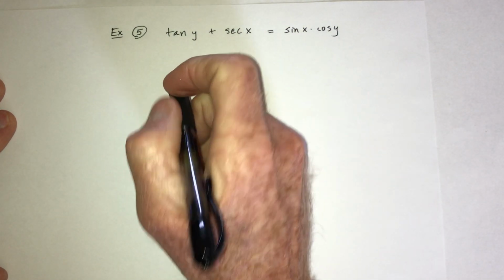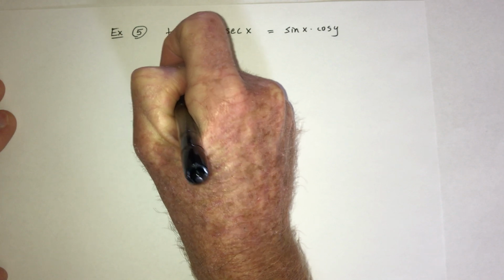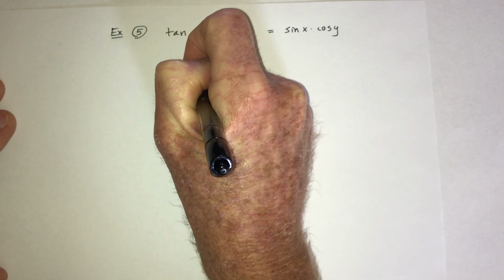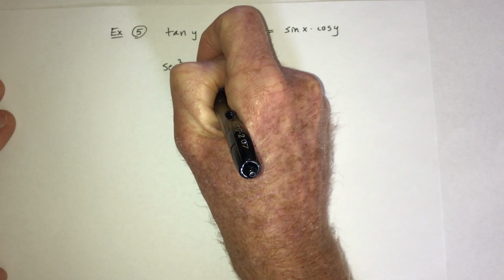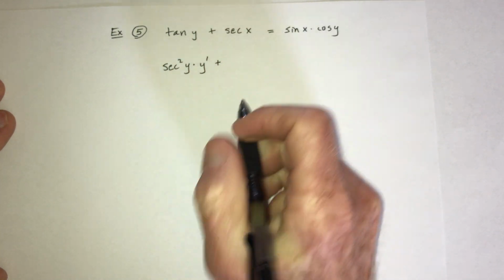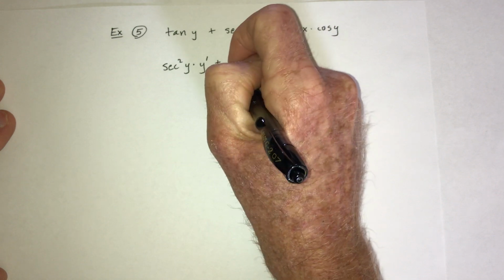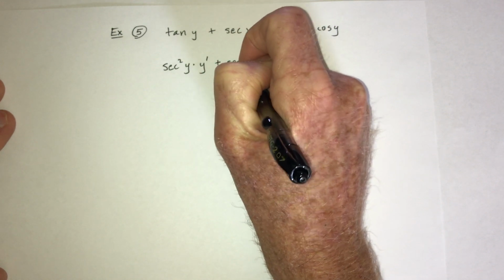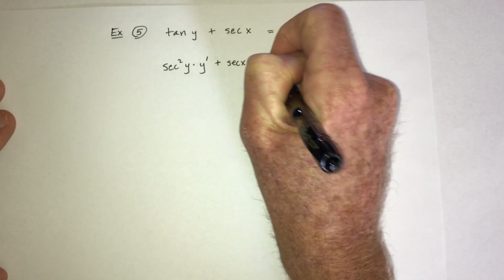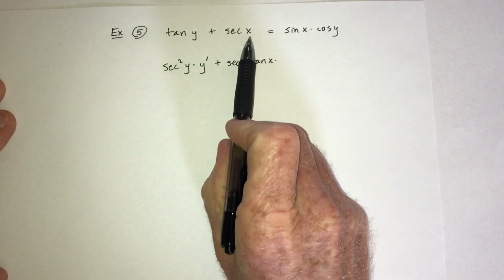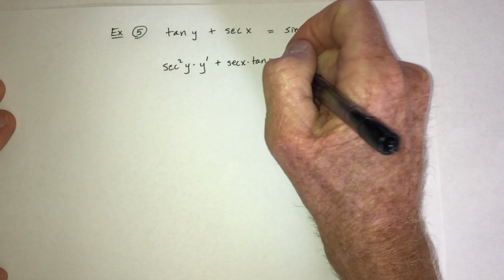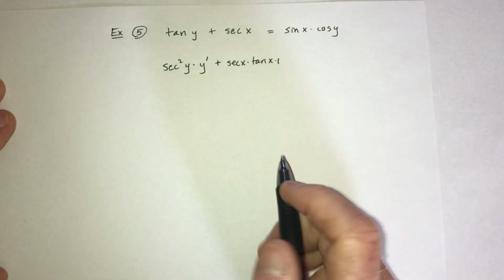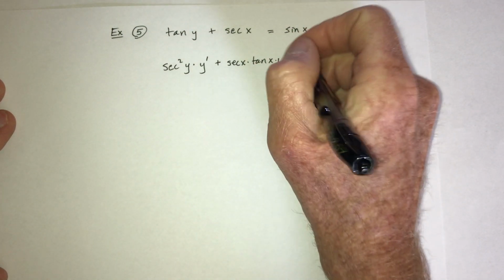Okay, the derivative of tangent is secant squared, so this will be secant squared y, and then I need to do the chain rule, take the derivative of y, that's y prime. The derivative for secant of x will be secant of x, tangent of x, and if you did the chain rule on this one, the derivative of x is a 1, so multiply by a 1, which of course doesn't change it, so you don't really have to write that 1.